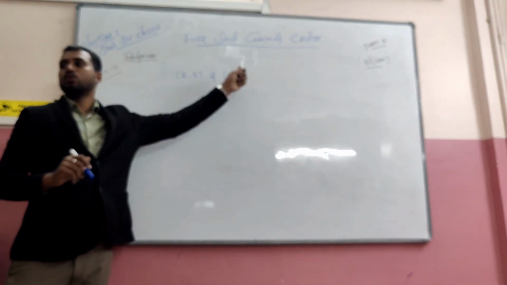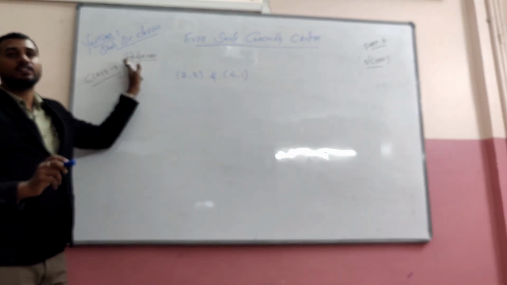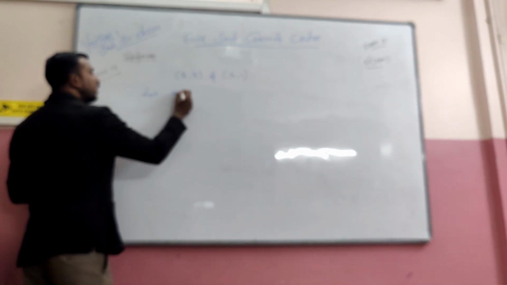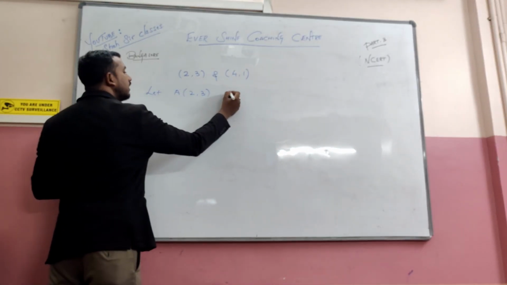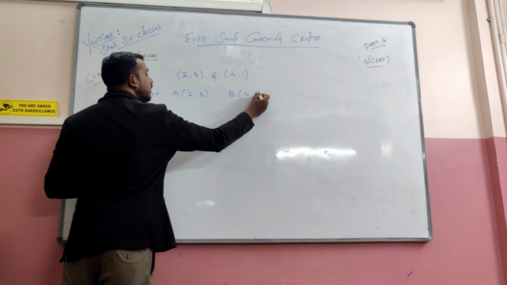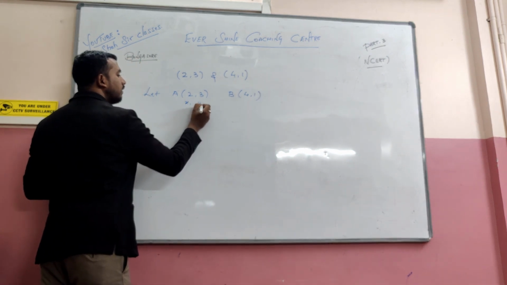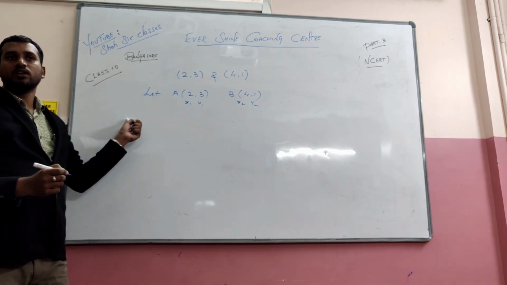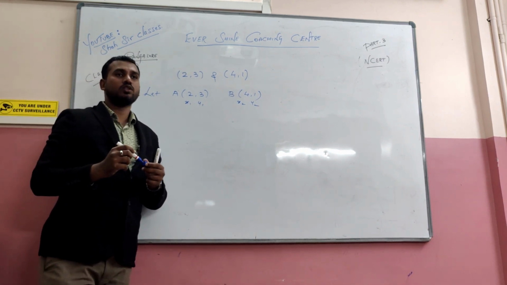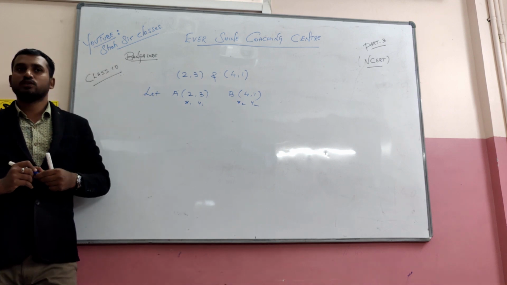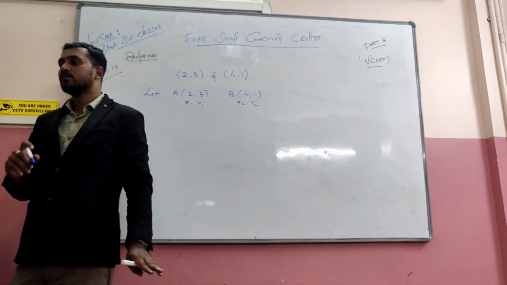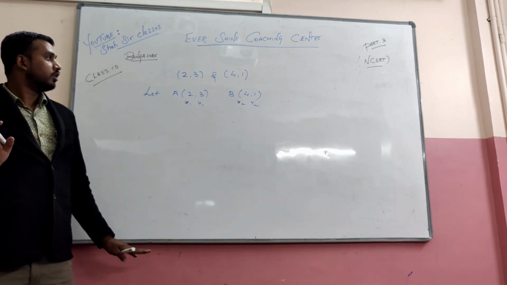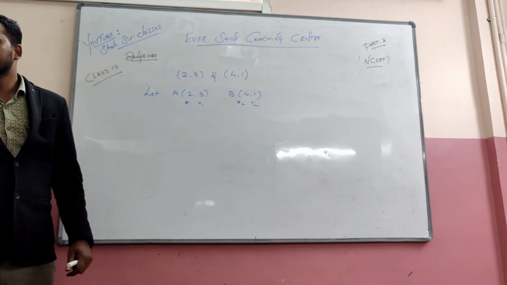x1, y1, x2, y2. So you can assume, let, how to start the answer? Let A coordinates be 2, 3 and B coordinates are 4, 1. x1, y1, x2, y2. Distance formula D equals root of x2 minus x1 whole square plus y2 minus y1 whole square. And you can follow up the steps. Is this clear? Yes. Understood? Yes, sir. Good. Next question, you can try.